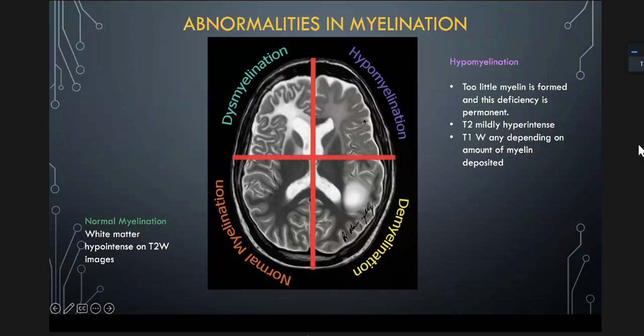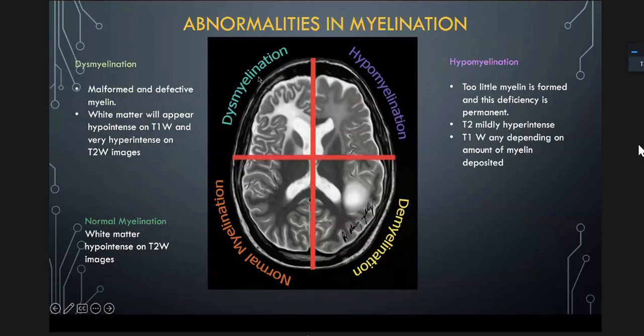If there is absolutely no myelin deposition, then T1 will appear hypointense, and if there is some myelin present, then it will appear iso to hyperintense. However, T2 weighted images are most important to diagnose hypomyelinating leukodystrophies. Then we have the dysmyelinating leukodystrophy. Here, the myelin formed is defective and malformed. The white matter will appear extremely hyperintense on T2 weighted images and hypointense on T1 weighted images.